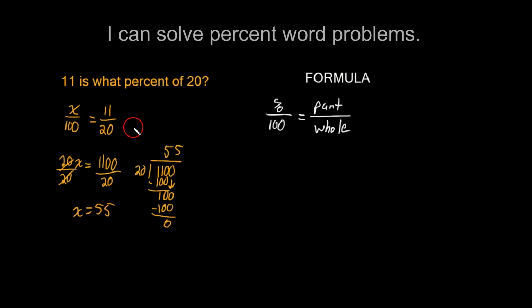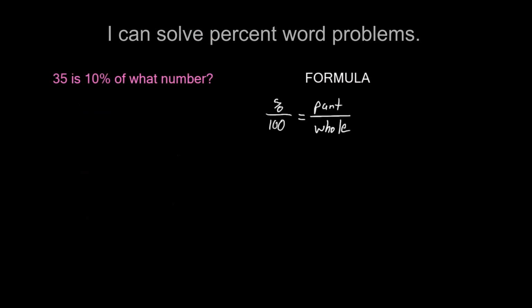So our answer to 11 is what percent of 20? It'd be 55%. 11 is 55% of 20. Let's do one more problem. We're given 35 is 10% of what number? So 10%, so we go 10 over 100.